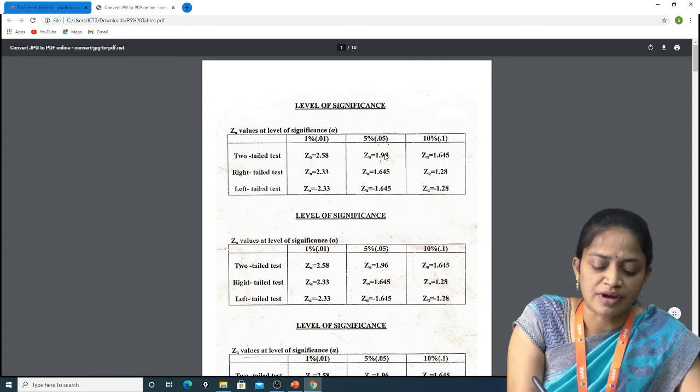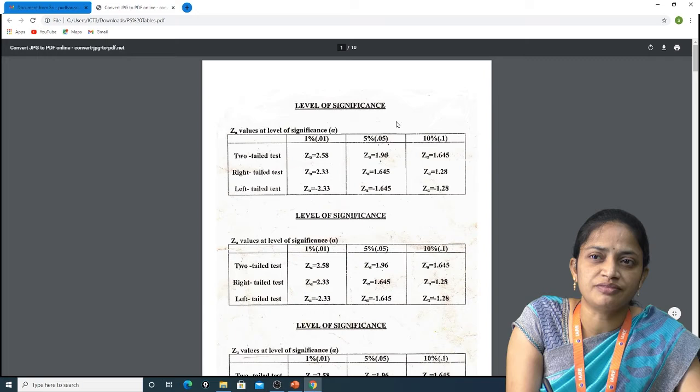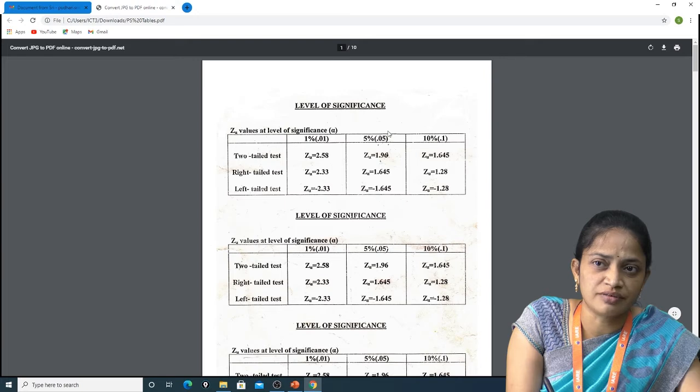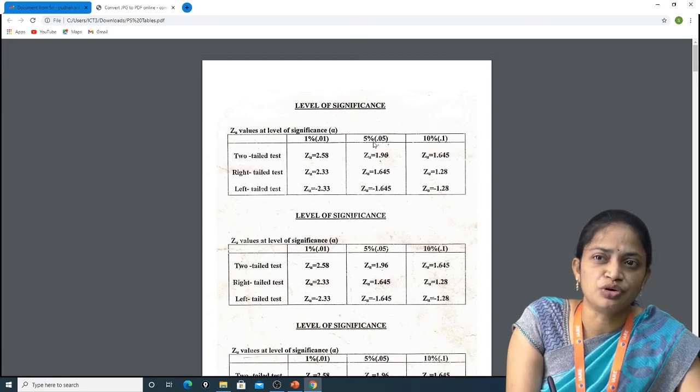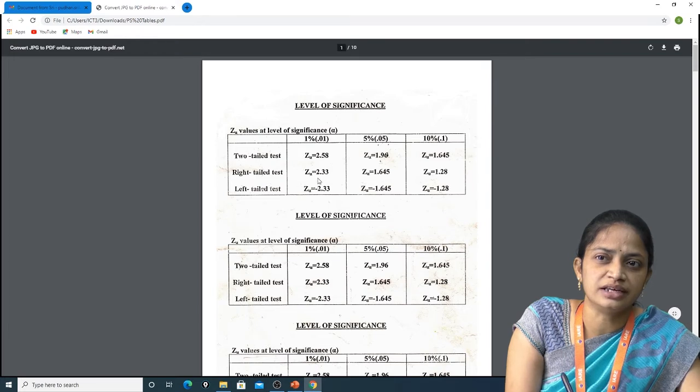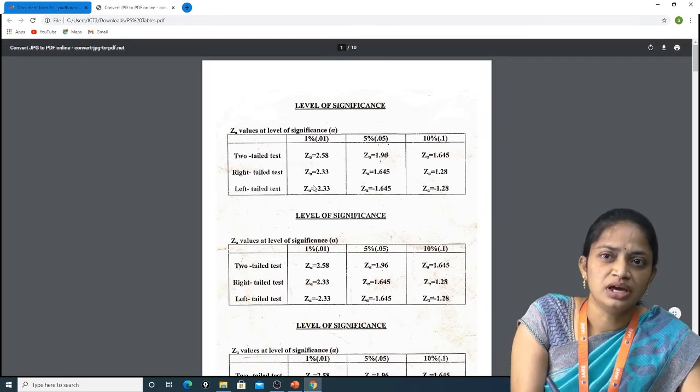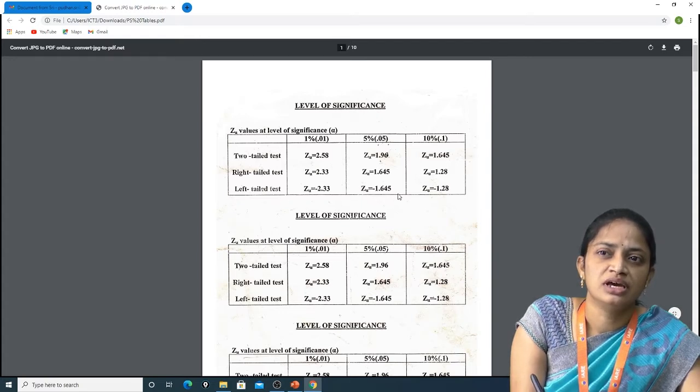So the alpha value is 5% or 0.05, and the confidence interval here is 95% or 0.95. In a two-tailed test, Z alpha is 1.96. Like that, if the alpha value is 0.05, in a right-tailed test Z alpha is 1.645. In the left-tailed test, Z alpha is minus 1.645.